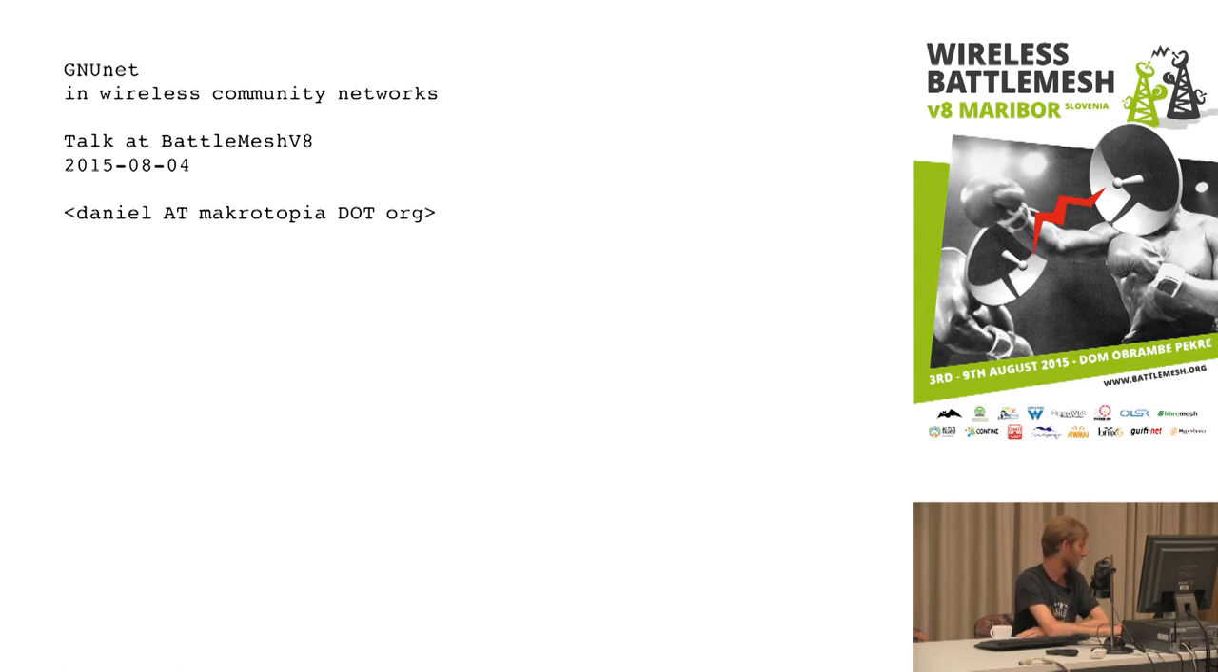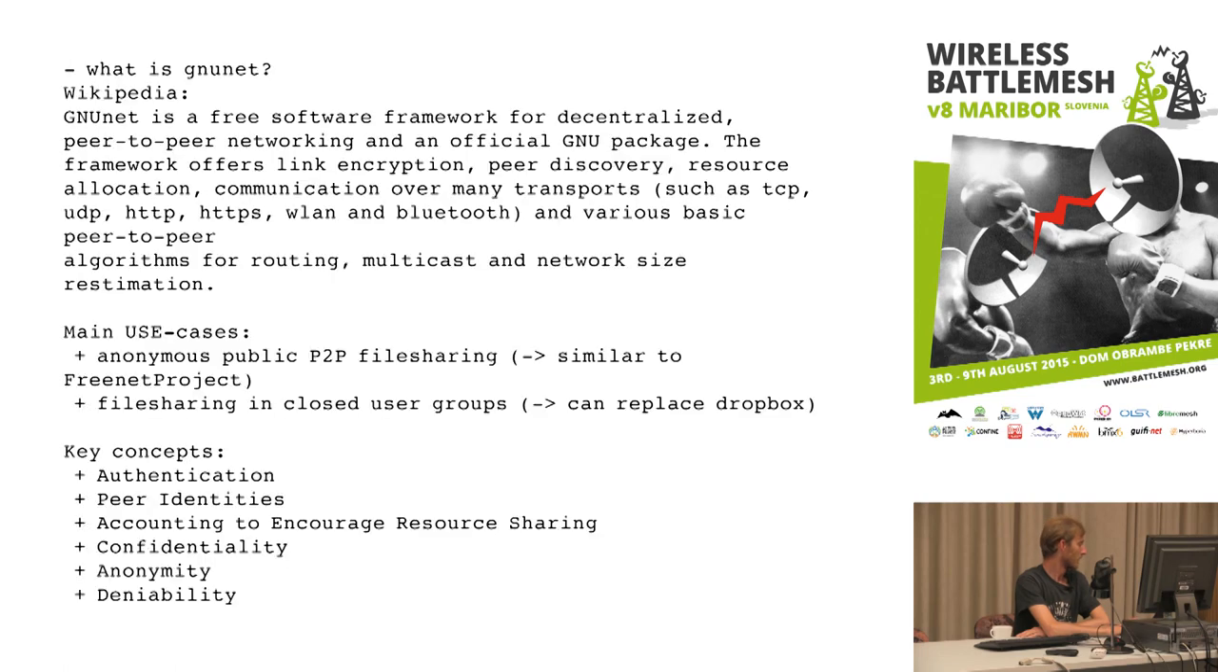So what is GNUnet? GNUnet was originally meant to be a tool for anonymous peer-to-peer file sharing. It was started at the time when the first wave of copyright-based repression hit the Generation 2 file sharing networks. So this was the time when Audio Galaxy and eDonkey and all those second generation peer-to-peer protocols were facing more and more legal problems, or their users were.